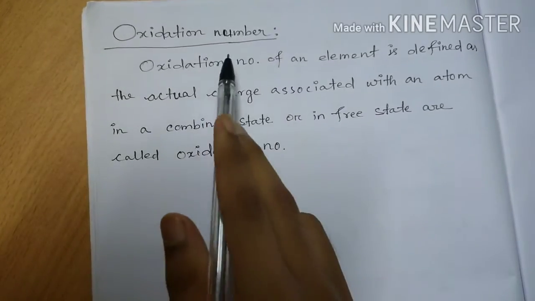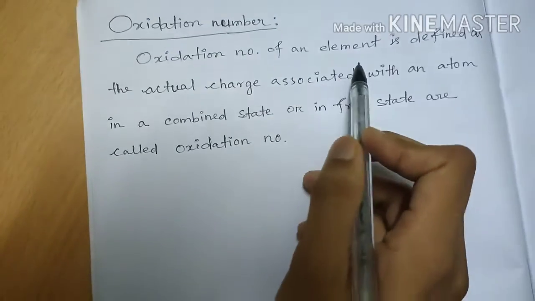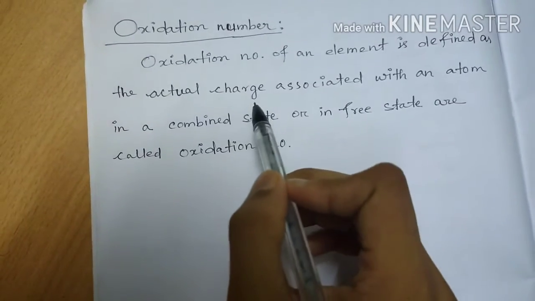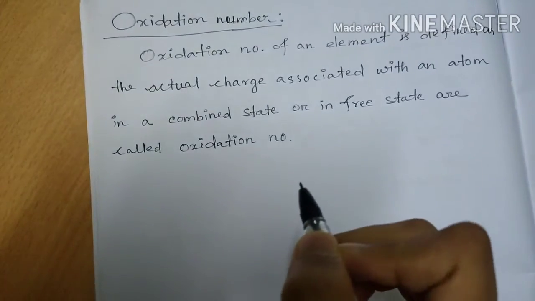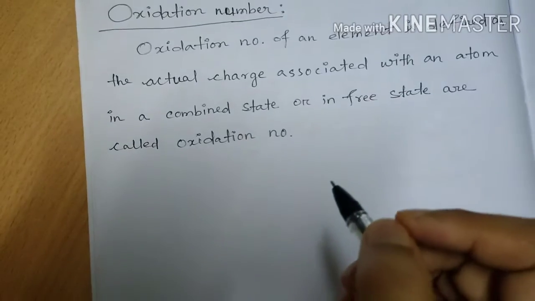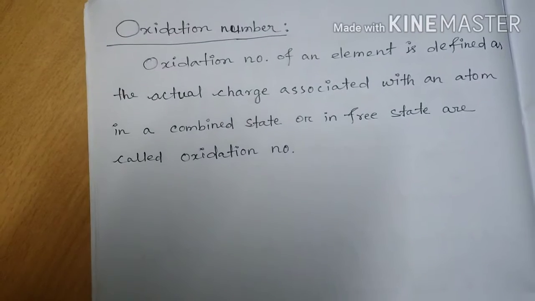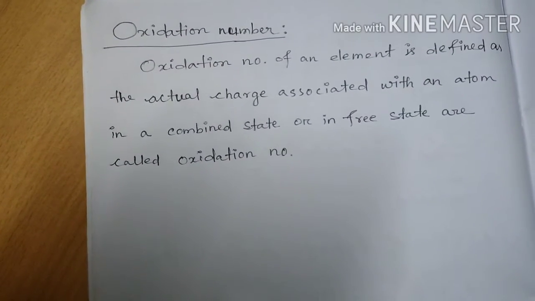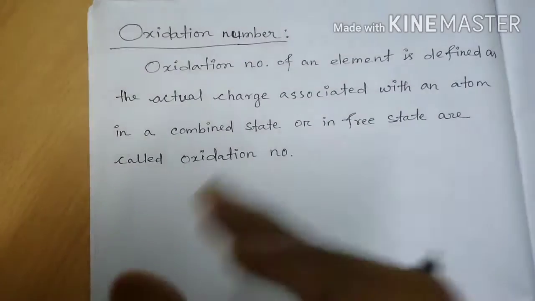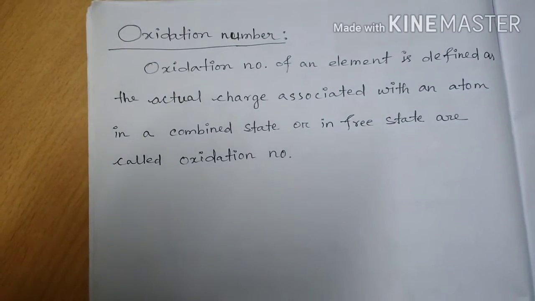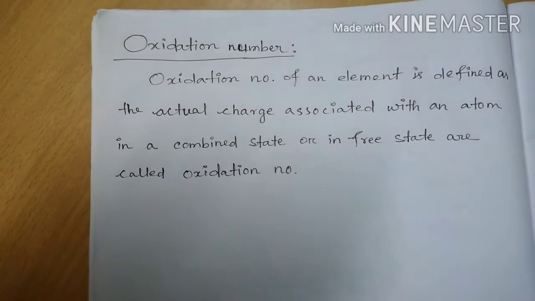Now see what is oxidation number. The oxidation number of an element is defined as the actual charge associated with an atom in a combined state or in a free state. As I have already told you, the oxidation number is nothing but the charge of the species. Whatever the charge of the species or the atom, that will be the oxidation number.